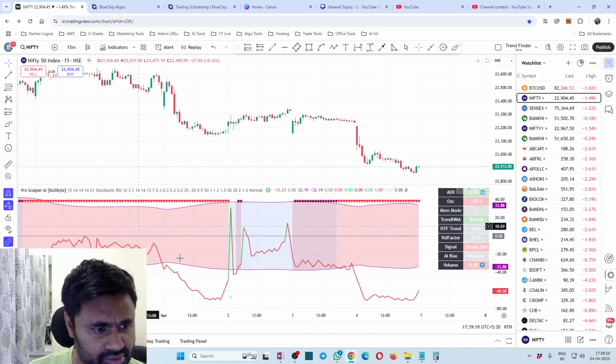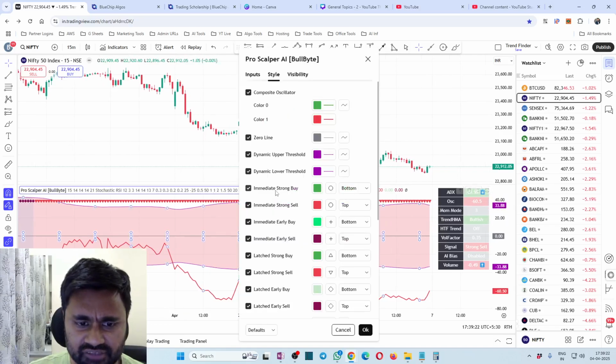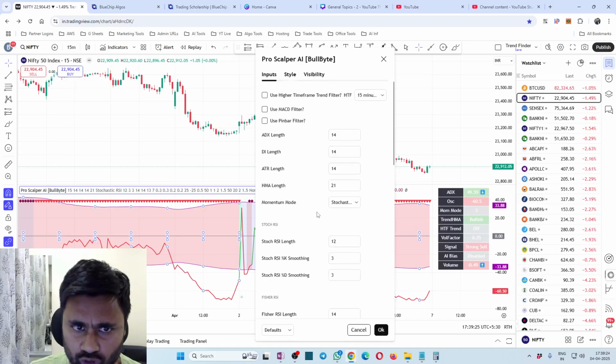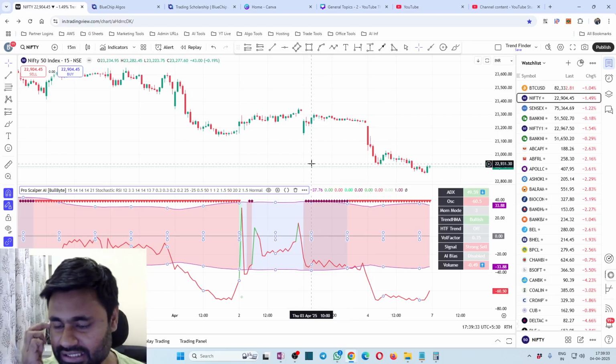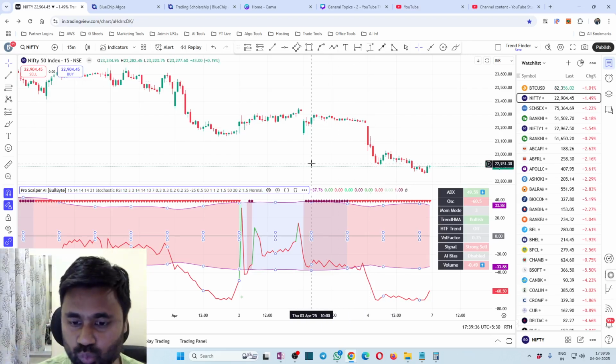Okay, and you can see that if you go to settings, you have a lot of inputs. You don't need to touch all that, but one thing that helps you is latching. So what this latching actually is, there are two types of signals in this. One is immediate signals and the second one is latching signals. Immediate signals means whenever a setup forms, immediately after the setup forms, they will give you the signal. Okay, that's called immediate signals. But if you want to have the signals after certain confirmation, then they take the confirmation using volatility, trend, strength, volume, and then they give the signal.